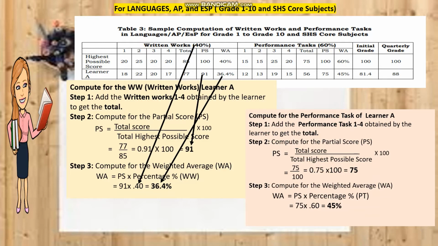Step 3. Compute for the weighted average. Weighted average is equal to partial score times percentage of the performance task. Weighted average is equal to 75 times 0.60, and the answer is 45%.